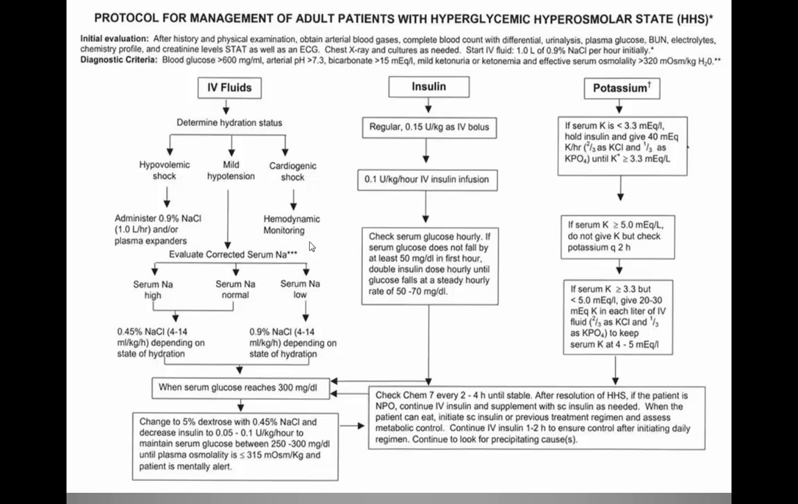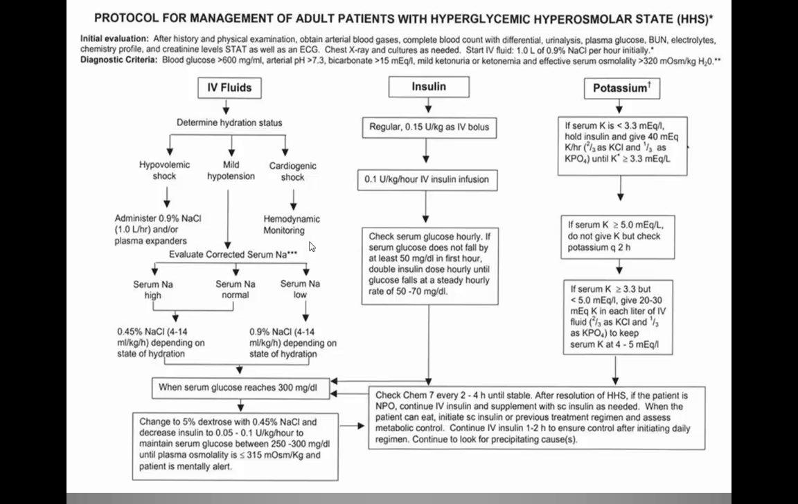So if the potassium is less than 3.3, hold the insulin and give 40 milliequivalents of potassium, but the patient must be urinating. If the serum potassium level is greater than or equal to 5, do not give potassium. Just continue checking the potassium every 2 hours. If the potassium level is greater than 3.3 but less than 5, you could give 20 to 30 milliequivalents of potassium in each liter of IV fluids to keep the serum potassium level between 4 and 5.